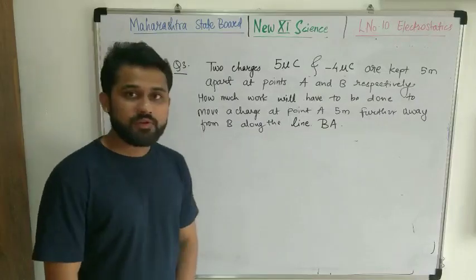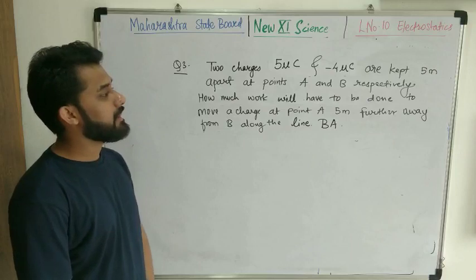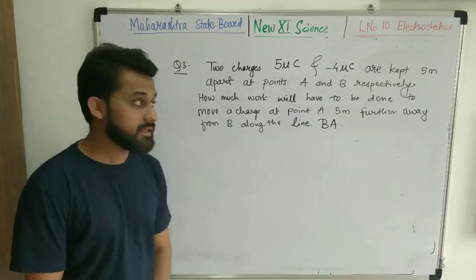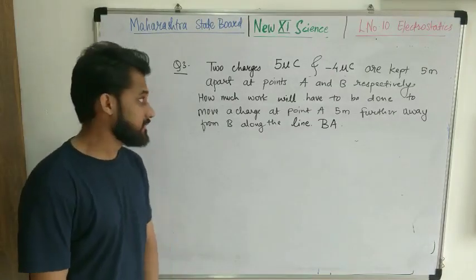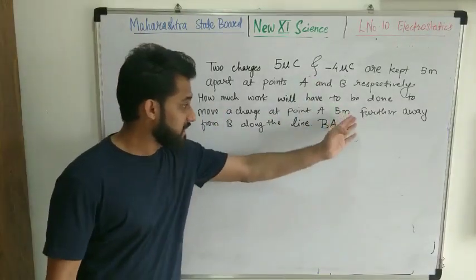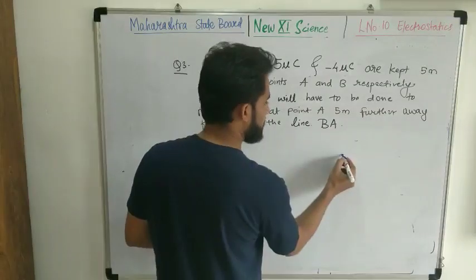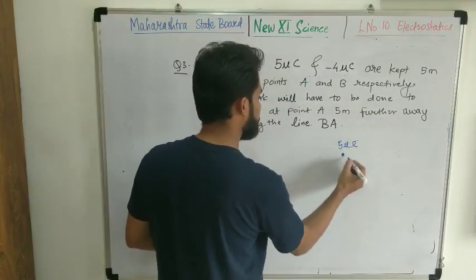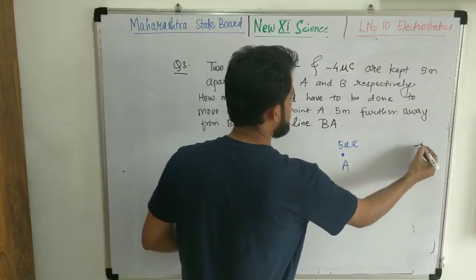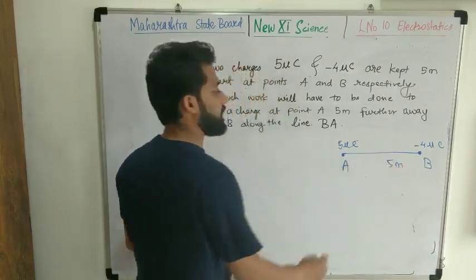Okay, so let's have a look at question number 3. Two charges, 5 microcoulomb and minus 4 microcoulomb, are kept 5 meters apart at point A and B respectively. How much work will have to be done to move charge from point A 5 meters further away from point B along the line AB? So two charges are kept, 5 microcoulomb at point A and minus 4 microcoulomb at point B, 5 meters from point A.